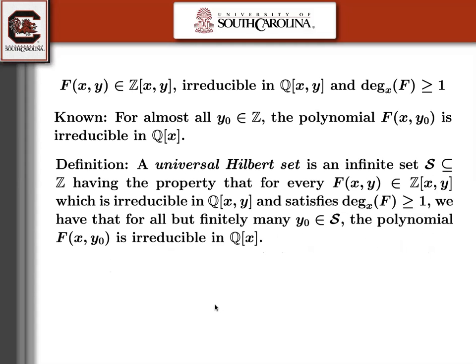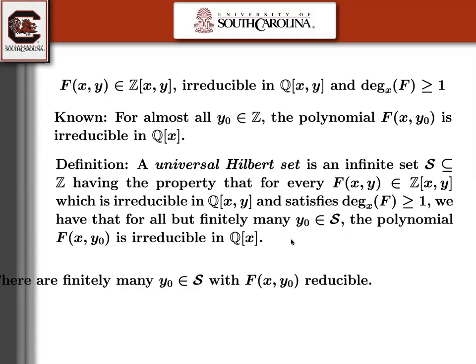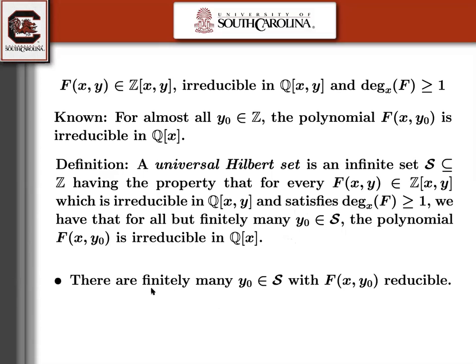And just to, so this is the main topic I want to talk about. A universal Hilbert set is an infinite subset of the integers, having the property that for every polynomial f of x, y in Z bracket x, y, which is irreducible in the two variables, and satisfies that the degree of f with respect to x is at least 1, there are going to be only finitely many choices of integers in S such that this polynomial is irreducible in Q bracket x fails. So to emphasize, the important part here is there's only finitely many y0 in S with this being reducible.